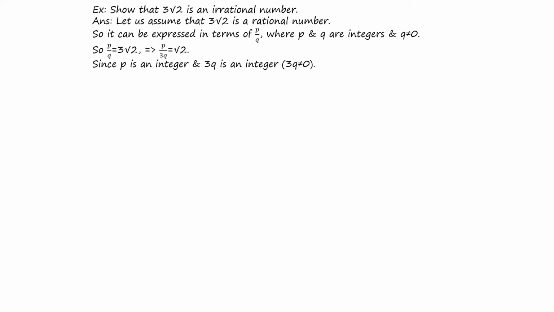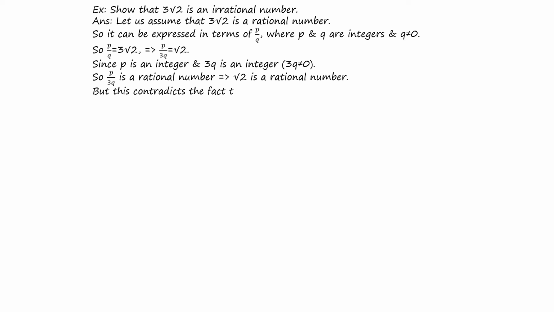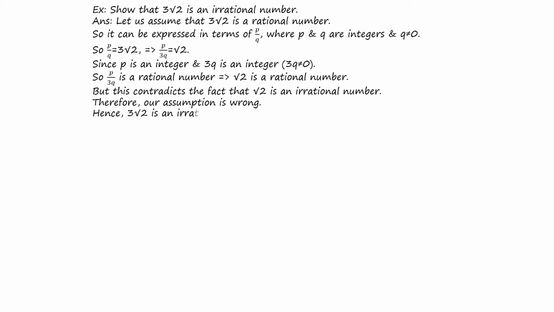Since p is an integer and 3q is an integer, 3q not equal to 0, p by 3q is a rational number. This implies root 2 is a rational number. But we know that root 2 is an irrational number. So this contradicts the fact that root 2 is an irrational number. Therefore, our assumption is wrong. Hence, 3 root 2 is an irrational number. Hence proved.